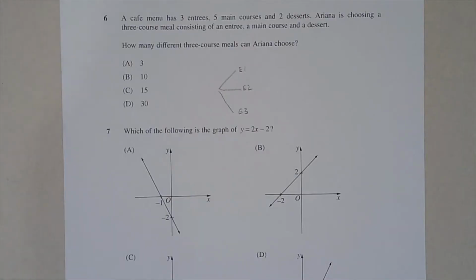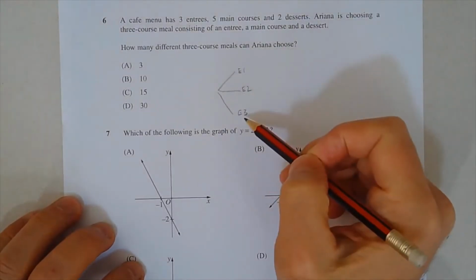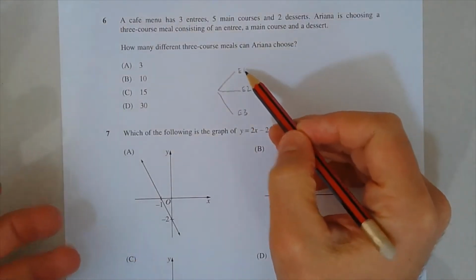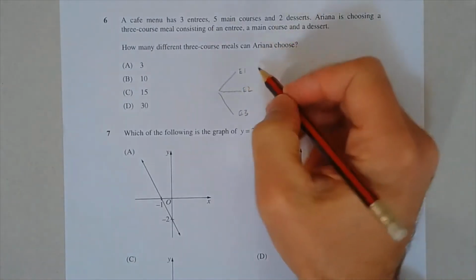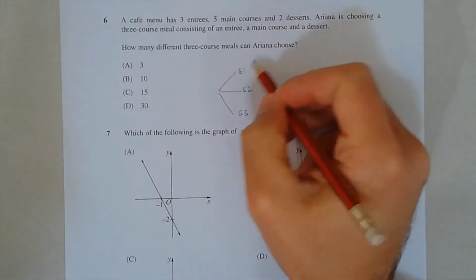Question 6. A cafe menu has 3 entrees, 5 main courses and 2 desserts. Ariana is choosing a 3-course meal consisting of an entree, a main course and a dessert. How many different 3-course meals can Ariana choose? I'm going to use a tree diagram to answer this question, and I've drawn part of the tree diagram already. So starting off with the entrees, we have a choice of 3, so call them entree 1, entree 2, entree 3. Now for each of the entrees, there are 5 main courses that Ariana can choose from.